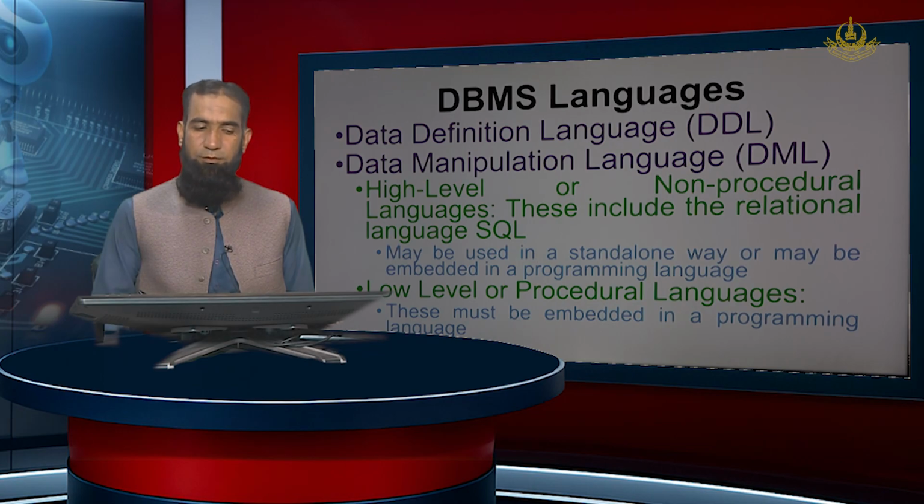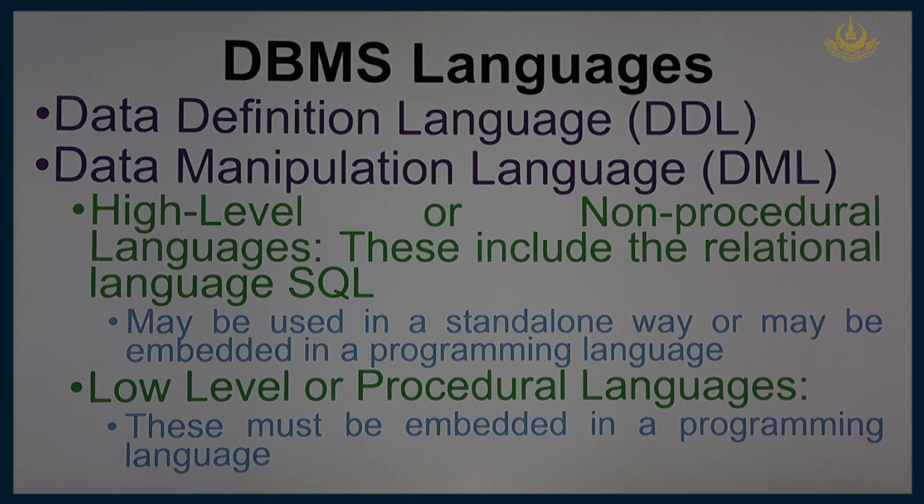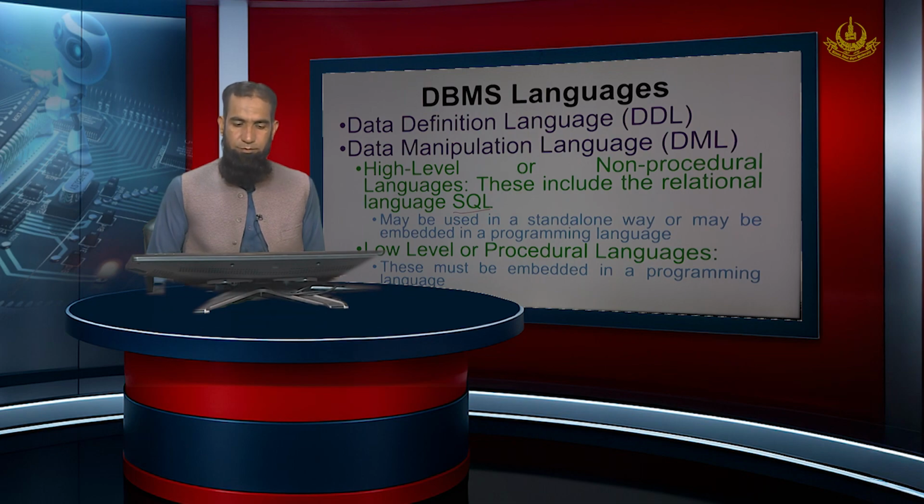In data manipulation, mostly we use high level languages, and at the low level we can use procedural languages. High level languages include the relational languages like SQL. SQL is basically Structured Query Language, a standard for writing queries that may be used in a standalone way or may be embedded in a programming language like C, C++, etc. Low level or procedural languages must be embedded in a programming language.